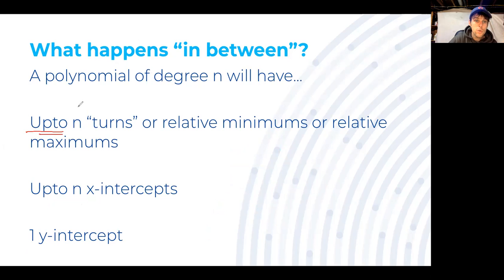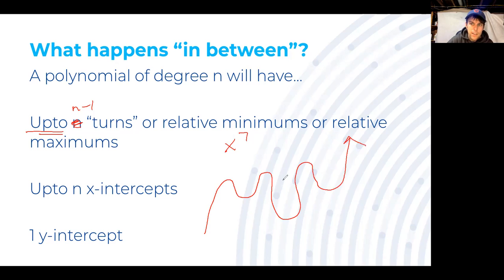Again, up to n minus 1 turns. So a degree 7 polynomial could have 6 turns, but it could also be less, right? It could be 1, 2, 3, 4, 5, 6, right? It could do something like this where these are 6 turns, or it could just have less. It could have almost none. It could be something like this, depending on obviously the equation at hand. So up to is an important concept there.